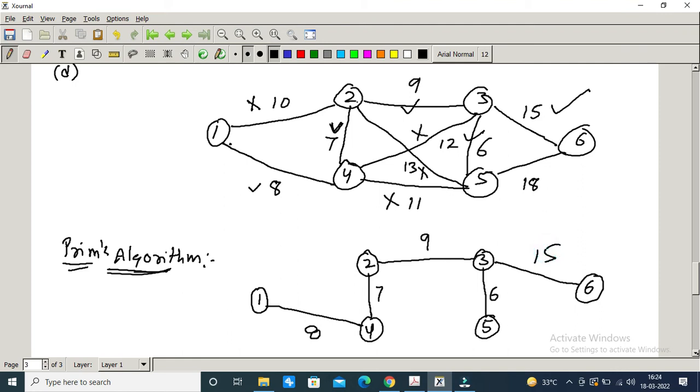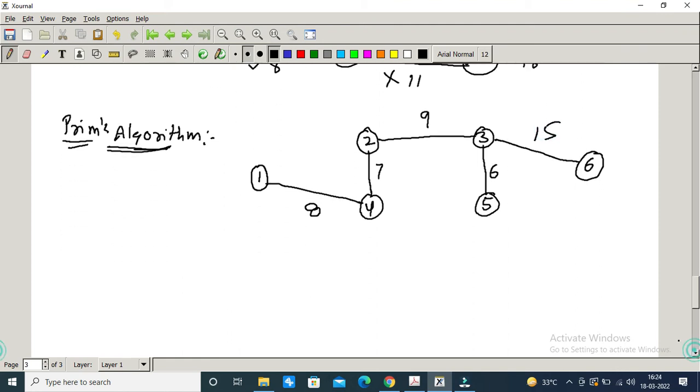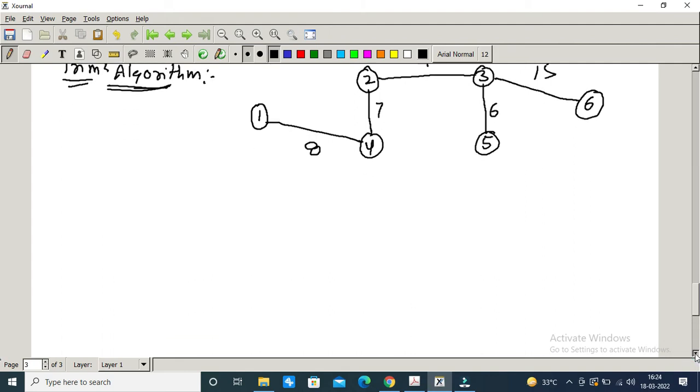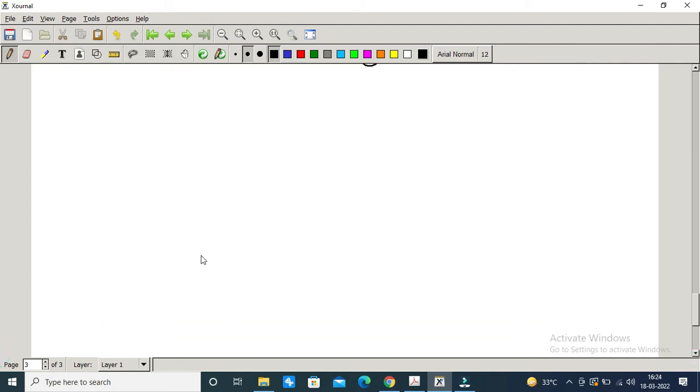Now this is your minimum spanning tree, right? Using Prim's algorithm. This is your Prim's algorithm. Okay, so it works like that. I hope you understand it. And if you do some similar examples using Prim's algorithm, you will definitely learn the concepts in a better way, and you will remember for long.